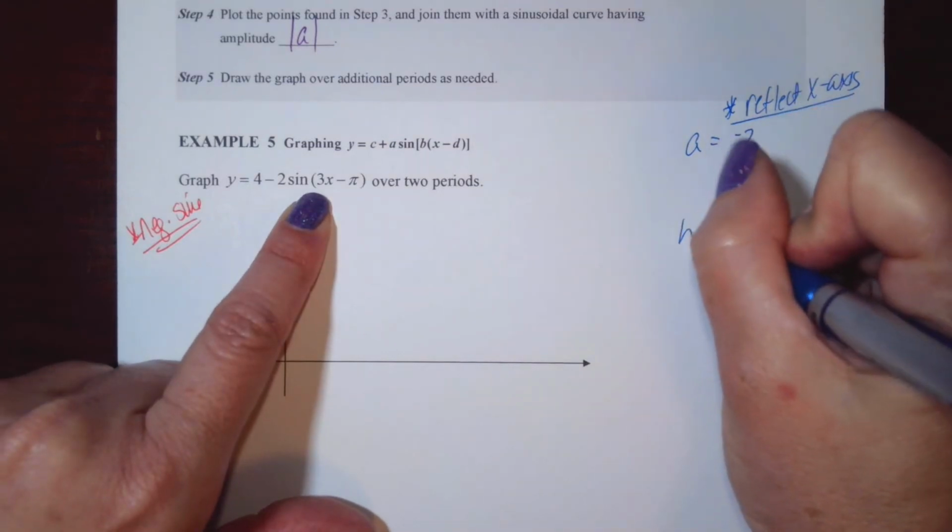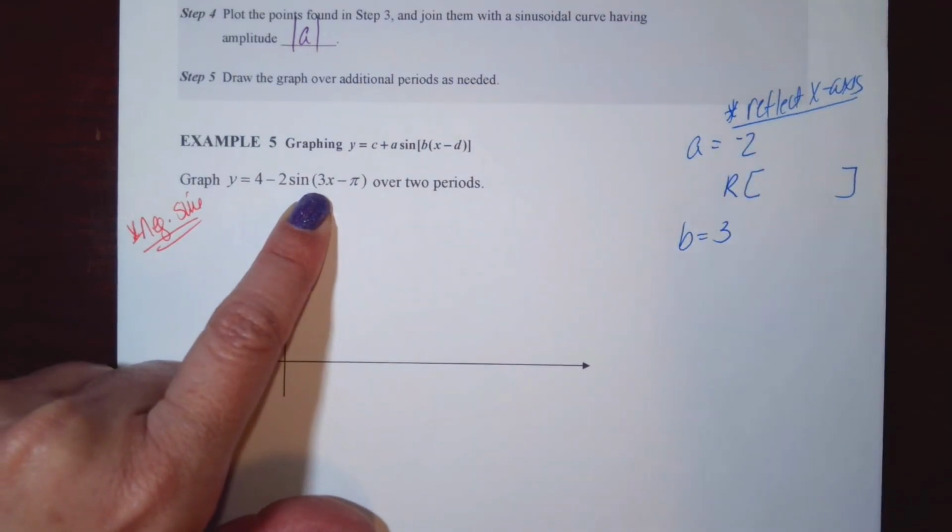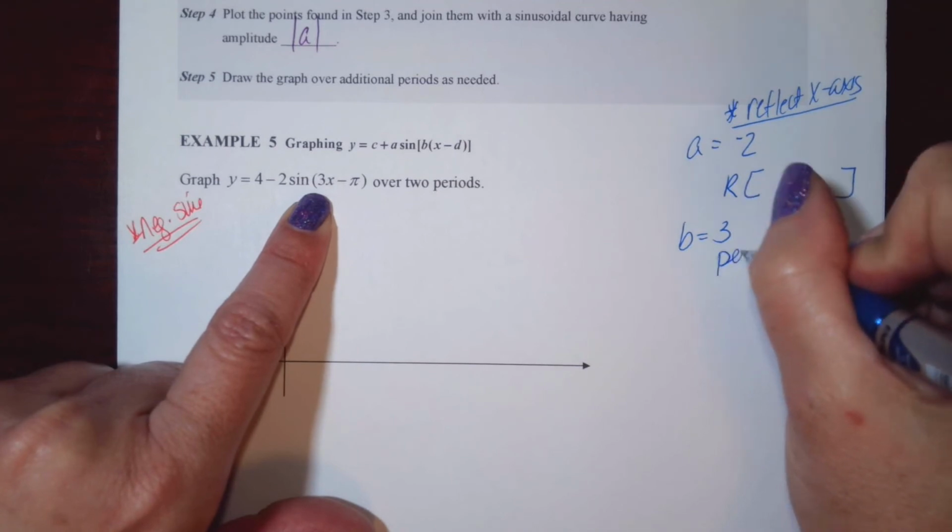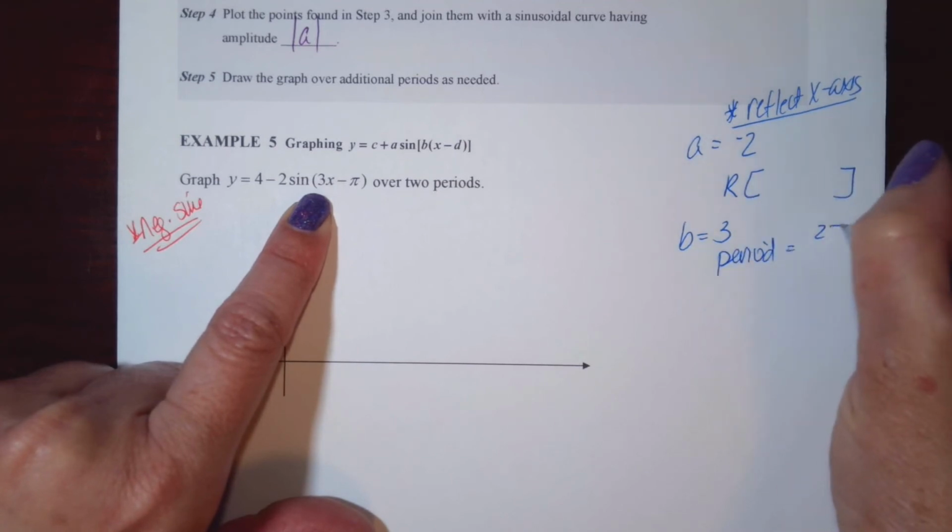B is going to be 3. That's going to change the period. So the period of my function is 2 pi third.